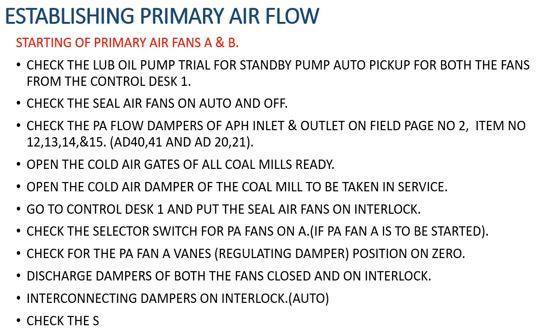Now go to control desk 1 and put the seal air fans on interlock. Check the selector switch for PA fans on A if PA fan A is to be started. Check the PA fan A vanes position at 0. Discharge dampers of both the fans are closed and on interlock. Interconnecting dampers are also on interlock. Check the set point of PA header pressure at 800 mm of water column.